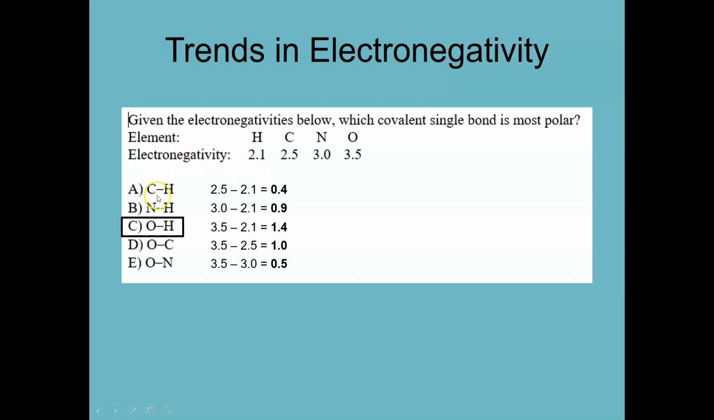They've set this problem up so that in each case, the more electronegative element is on the left-hand side. You might get a problem that's not like that. You're just always going to be subtracting the smaller value from the larger value.